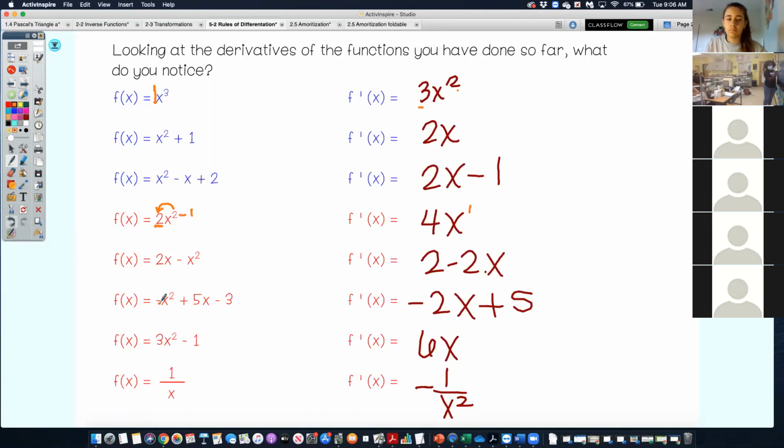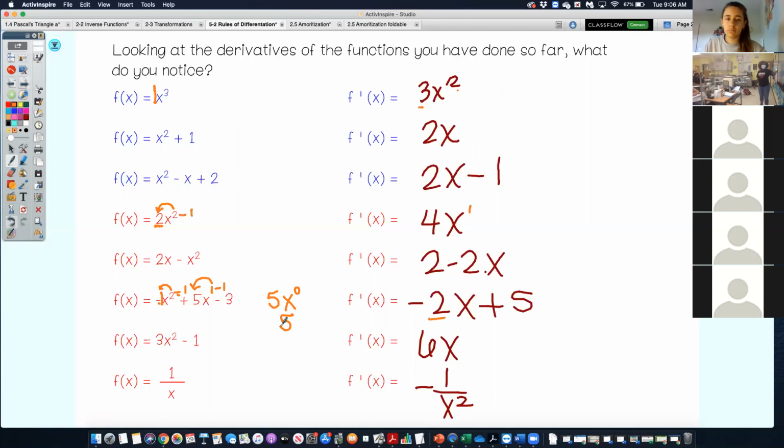What's the coefficient in front of this x squared? And so what's negative 1 times 2? Negative 2. Then I subtract 1. What's the exponent here on 5x? No, it's not 0, it's a 1. 1 times 5. When I subtract 1 from the exponent, that will give me x to what power? Anything to the 0 power is 1. So I get 5x to the 0 power, which just gives me 5.